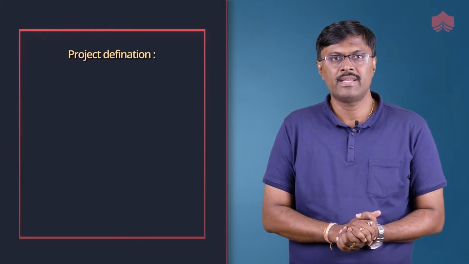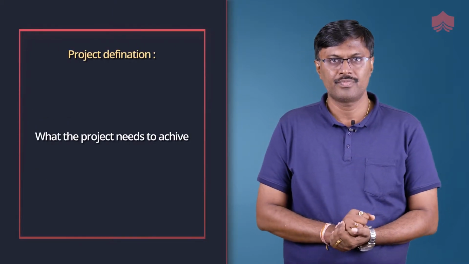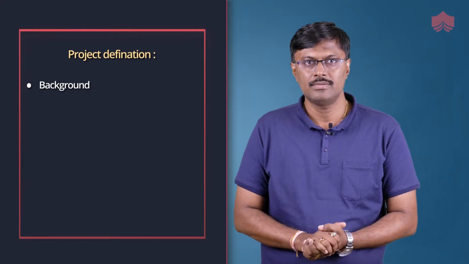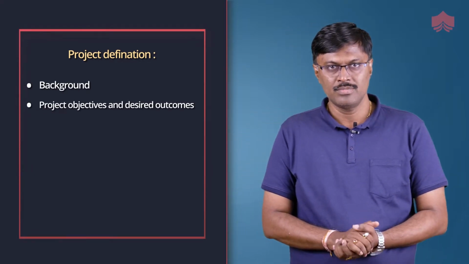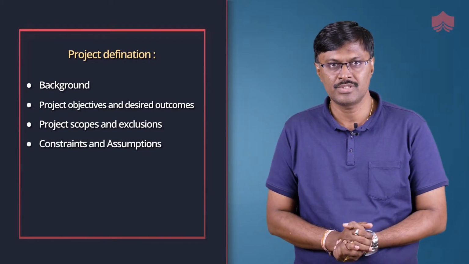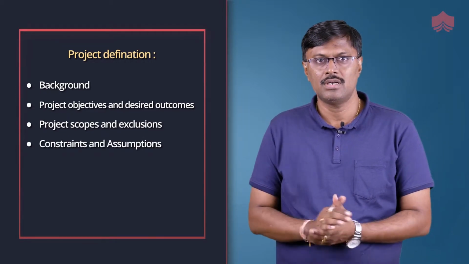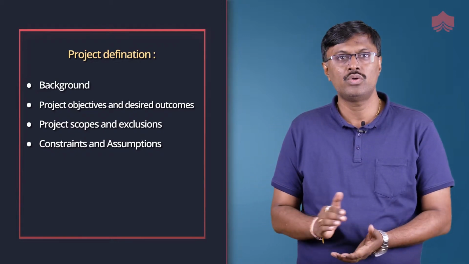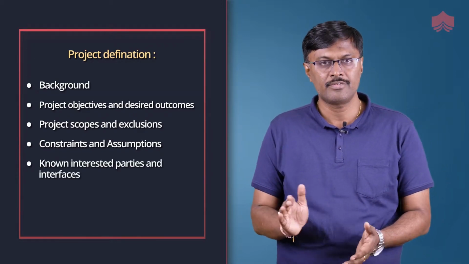Project definition explains what the project needs to achieve. It should include the background, project objectives and desired outcomes, project scope and exclusions, constraints and assumptions, the user or users and any other known interested parties, and interfaces.